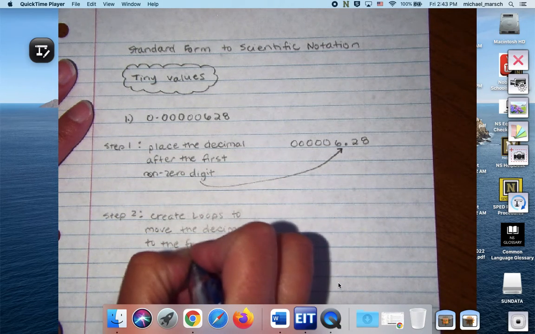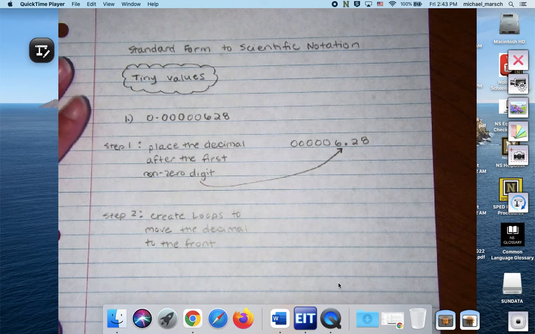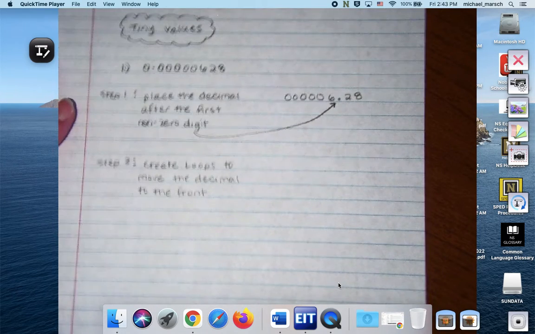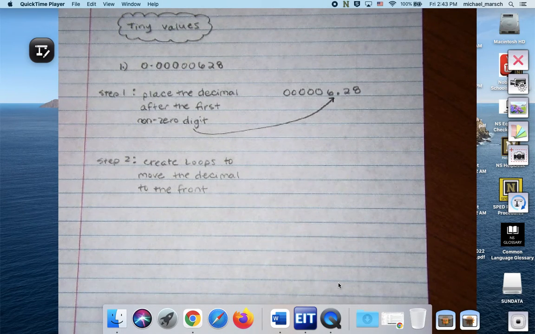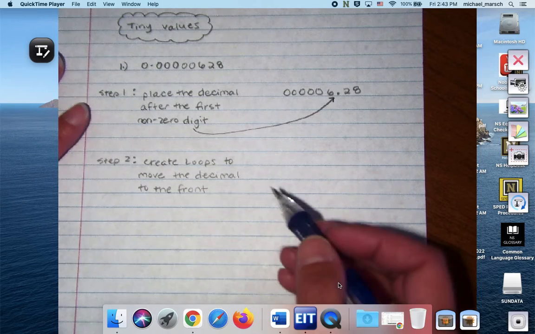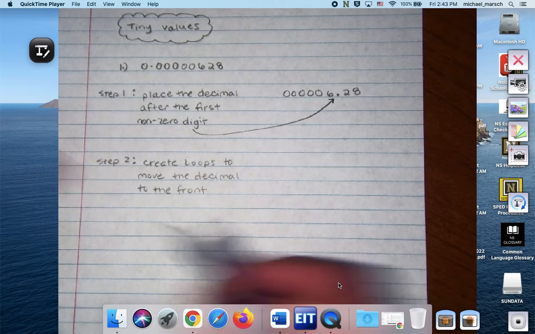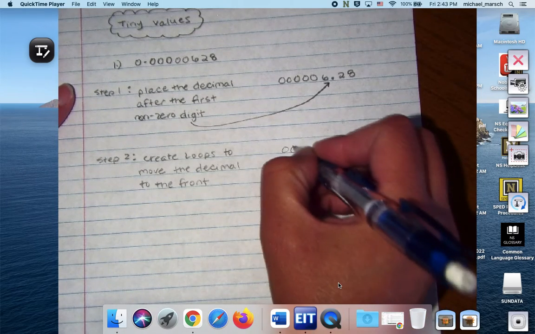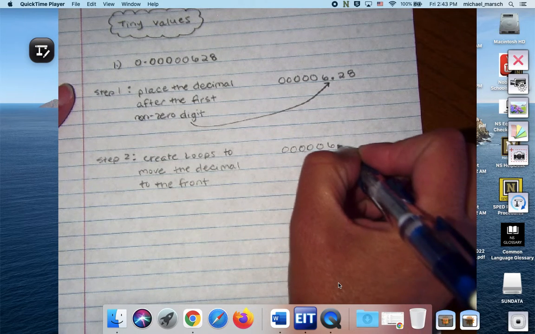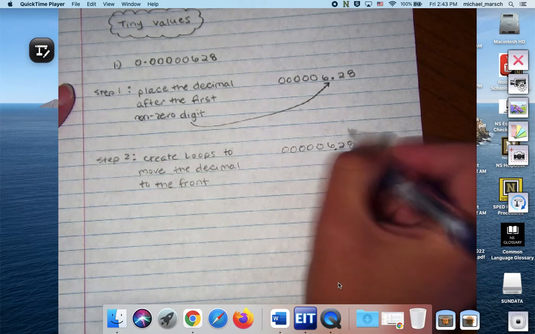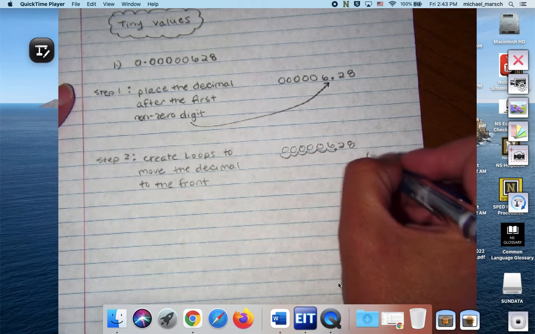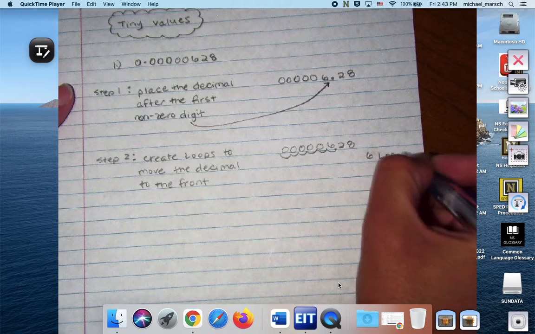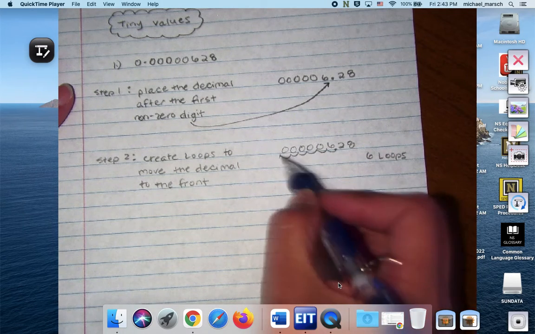Okay, so this is similar to the large values. We're going to create loops to move the decimal to the front. So we're going to be moving the decimal to the left. Or count how many it would take to get there. 1, 2, 3, 4, 5, 6. So it would take 6 loops to move it back to where it was.